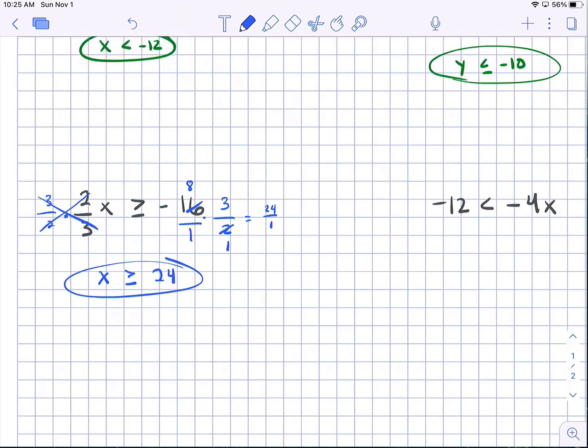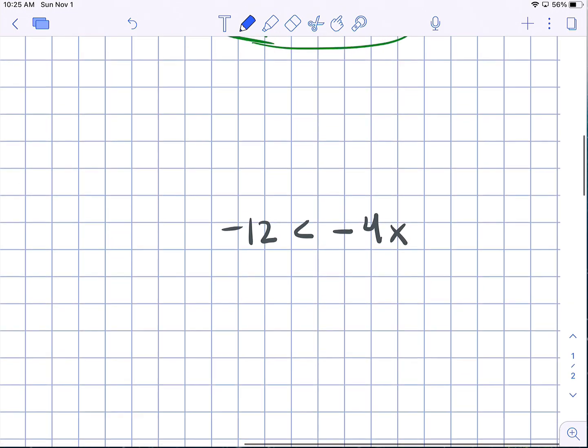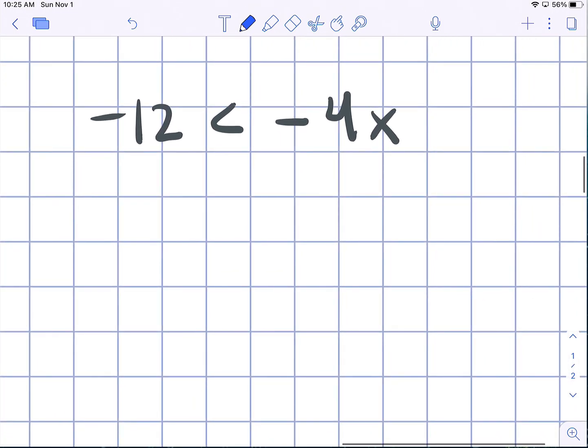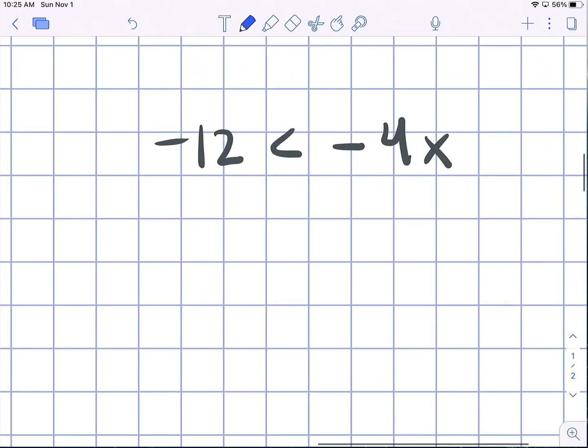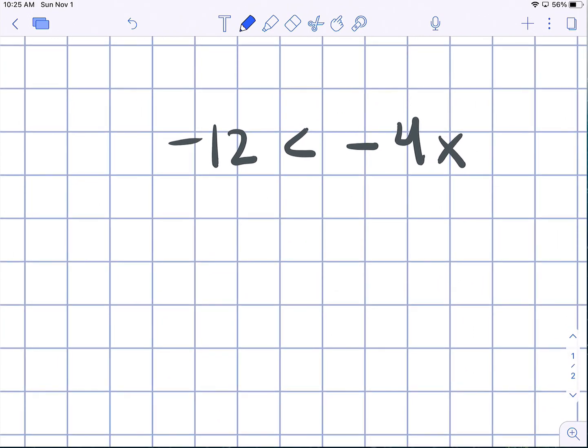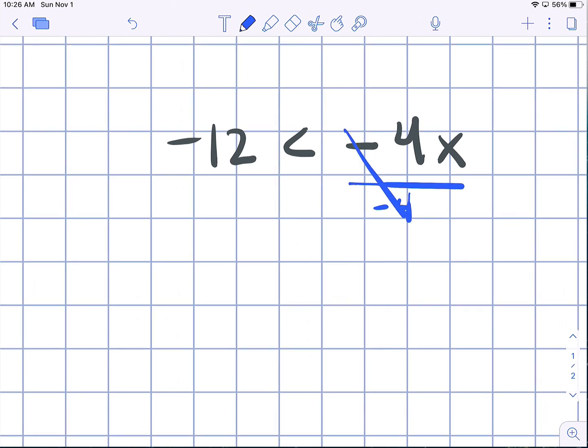All right, last example I have for you here. And again, I tried to make this one a little more confusing by flipping it around. So I have negative 12 is less than negative 4 times x. So first thing is, what am I going to do to solve? To get rid of the negative 4, I have to divide both sides by negative 4. So negative 12 divided by negative 4 is 3. Since I divided both sides by a negative number, I have to flip the symbol. And then I just have my x because I got rid of the negative 4.